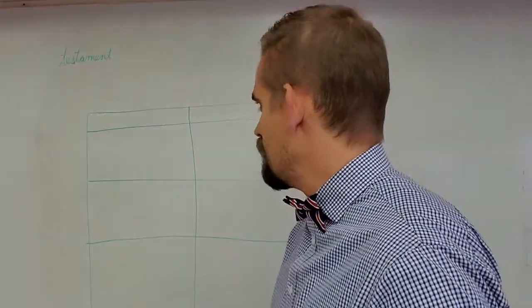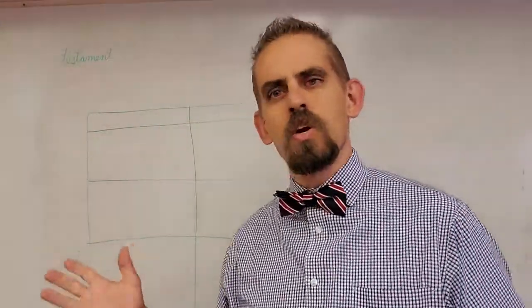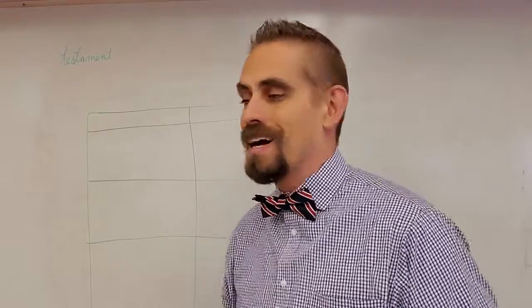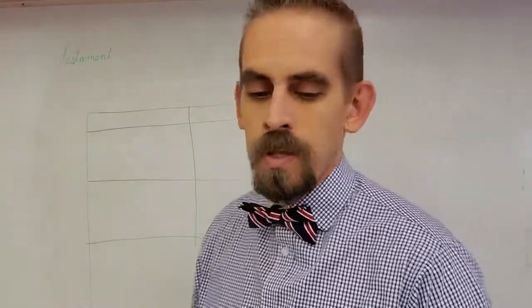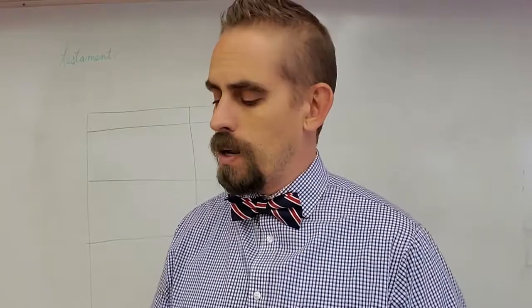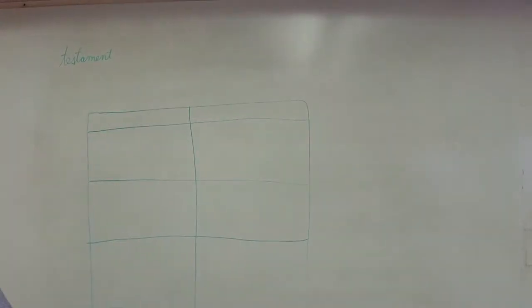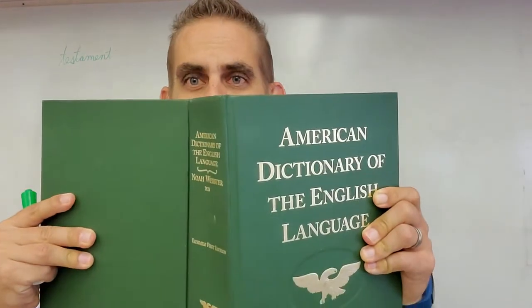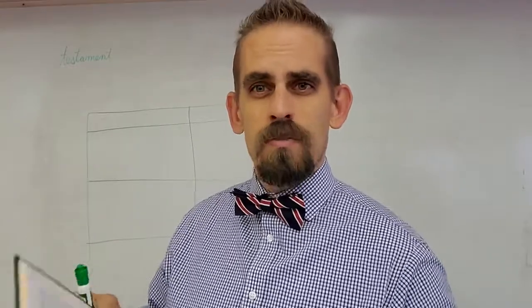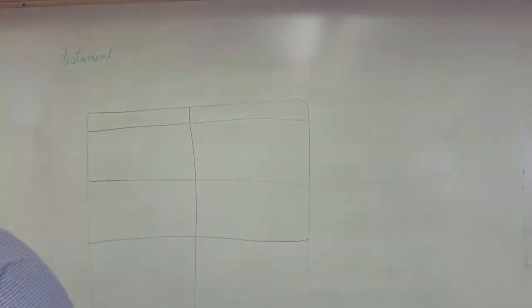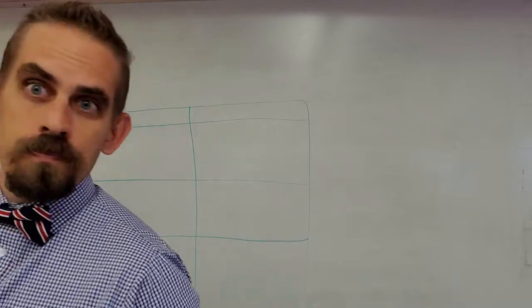So what we're going to do here, first of all, we need to know what a testament is. So at the top of your page, it's got a blank, it's got testament. So let's look up. What I'm going to do is look it up in my Webster's 1828. The big green guy, right? And he could be a pretty lethal weapon if you used him. He's heavy. Okay, so, testament.